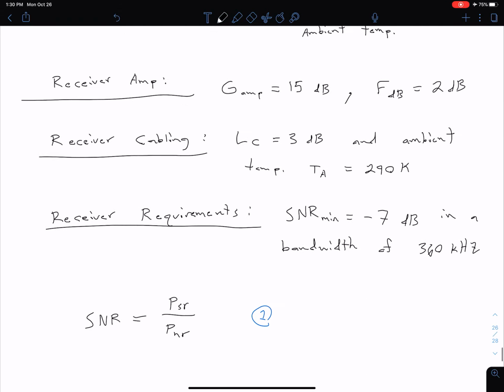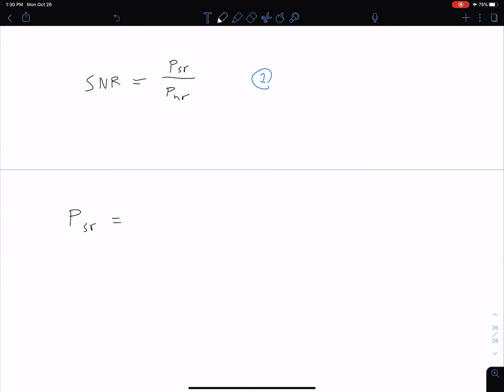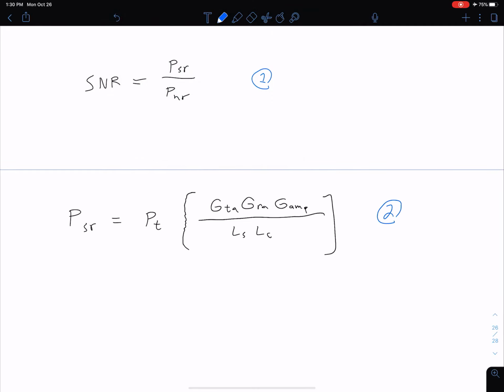We can just write that the power of the signal at our receiver is equal to whatever was transmitted, multiplied by all of the gains. So we have gain for our transmitter amplifier, gain for our receiving amplifier, transmitting antenna and receiving antenna, and then we have our low noise amplifier, which has G amp. And just to be clear, we're going to need to turn that into a linear scale. And then we're dividing by all of our losses, our space loss, L sub S, and our cabling loss, L sub C. So this is going to be equation 2.